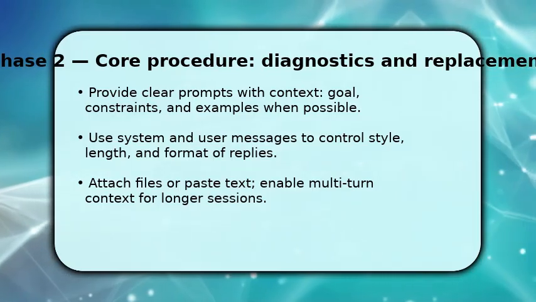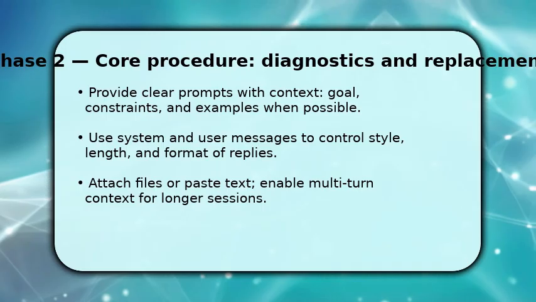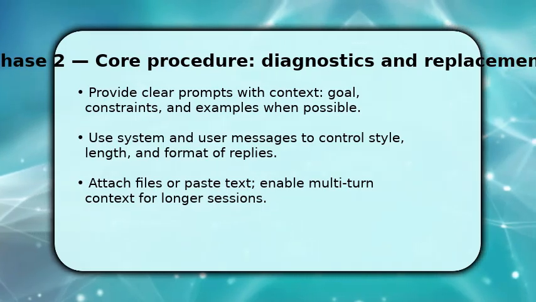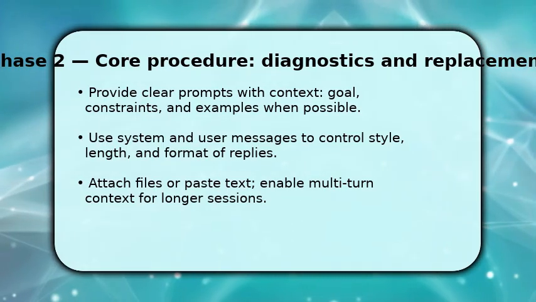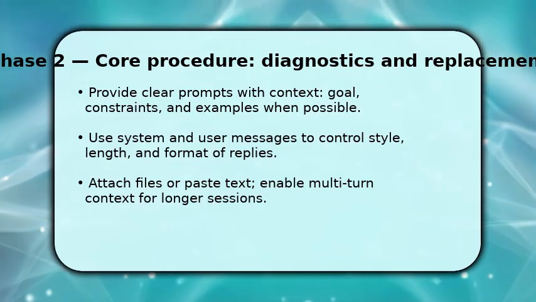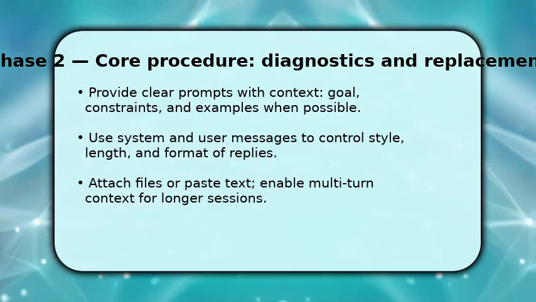If your task needs documents, attach files or paste text and enable multi-turn context so the AI remembers prior turns. While it processes, monitor token usage and adjust prompts to stay concise.